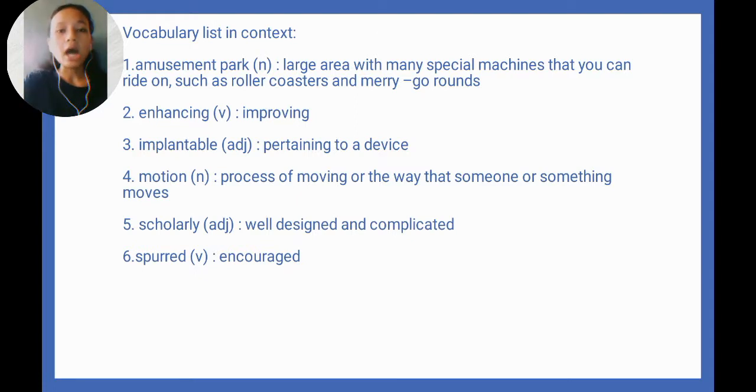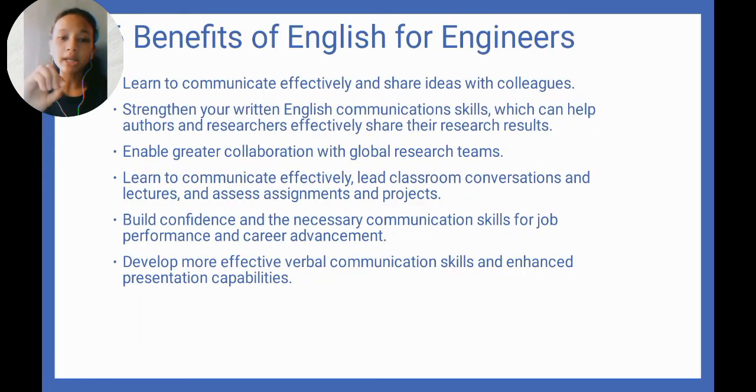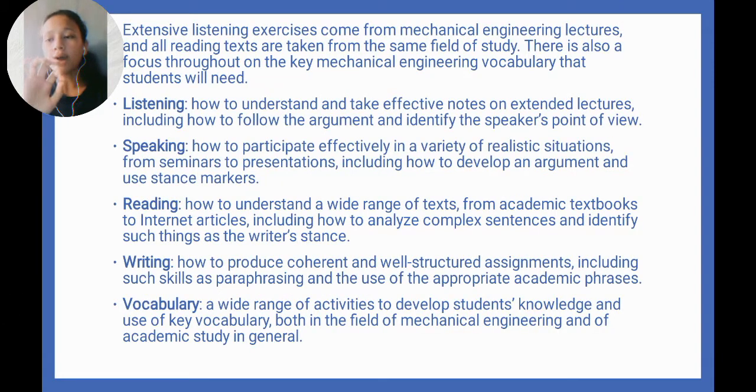And the third, reading, how to understand a wide range of texts, from academic textbooks to internet articles, including how to analyze complex sentences and identify such things as the writer's tense. And the fourth, writing, how to produce coherent and well-structured assignments, including such skills as paraphrasing and the use of appropriate academic phrases. And the last, vocabulary, a wide range of activities to develop students' knowledge and use of key vocabulary, both in the field of mechanical engineering and of academic study in general.